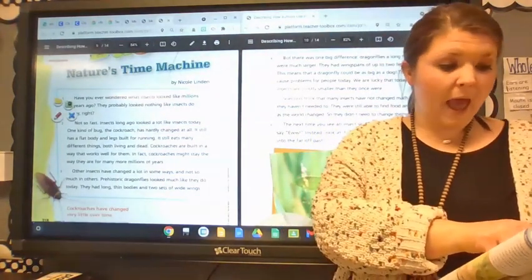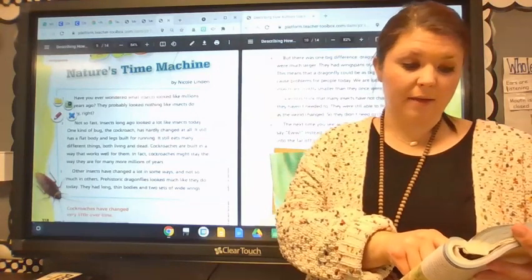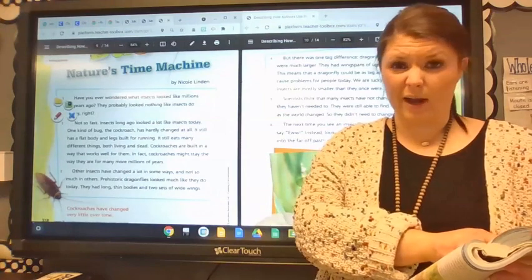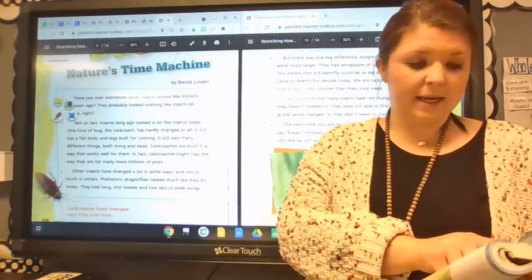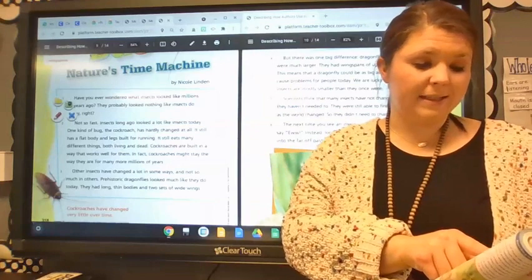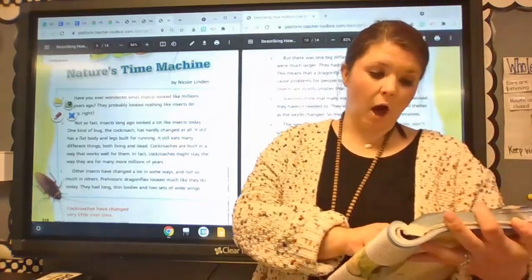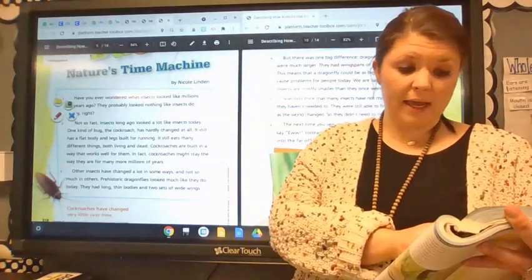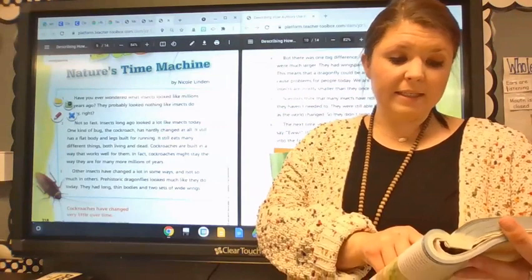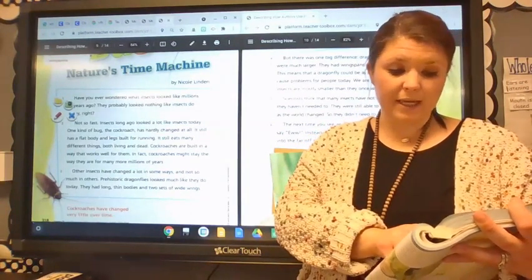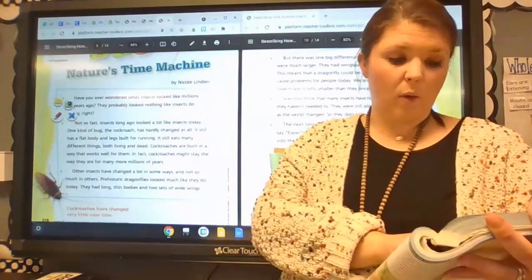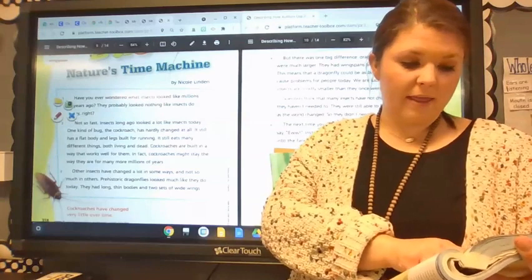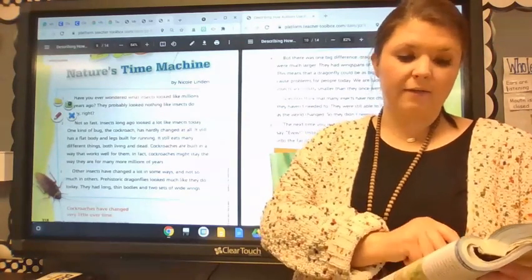Ready? Read. Have you ever wondered what insects looked like millions of years ago? They probably looked nothing like insects do today, right? Not so fast. Insects long ago looked a lot like insects today. One kind of bug, the cockroach, has hardly changed at all. It still has a flat body and legs built for running. It still eats many different things, both living and dead. Cockroaches are built in a way that works well for them. In fact, cockroaches might stay the way that they are for many more millions of years.